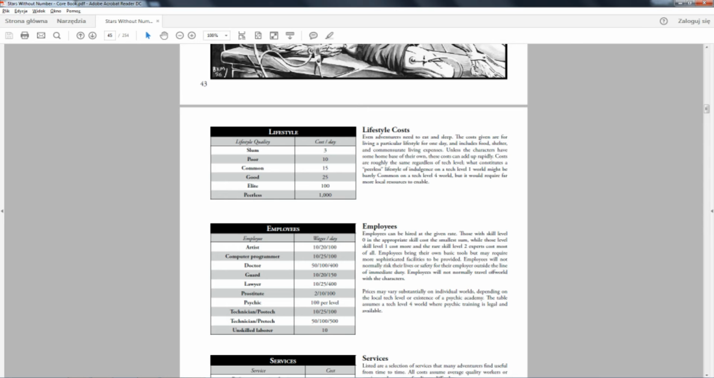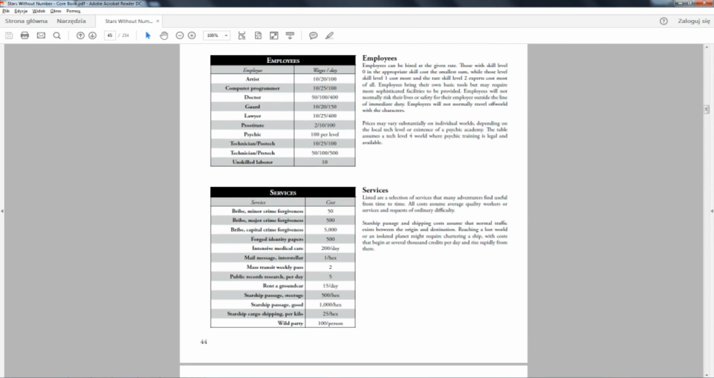So, for example, common lifestyle quality, I assume you are aiming for common lifestyle, it's 15 credits per day. Good is 25, elite is 100 credits per day, and peerless is 1000 credits per day. I want to live like a Byzantine emperor. Obviously, there's also exact numbers, like bribe, capital crime forgiveness, you need to pay 5,000 credits. And capital crime is, I guess, murder of an official or that kind of stuff.